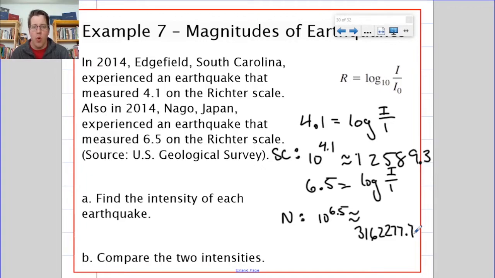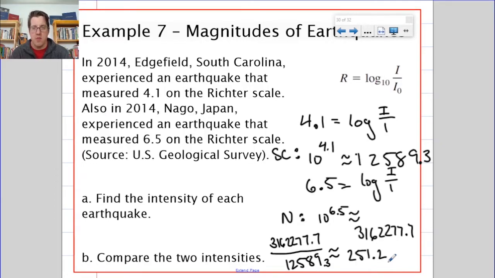When it asks us to compare the two intensities, we're saying compared to South Carolina, how strong was Japan? Or compared to Japan, how strong was South Carolina? We would do that by dividing. The reason for that is we want to know how strong is one compared to the other, as in how many times as massive. If we were to, for example, divide Nago by South Carolina, we would get about 251.2 times as powerful.